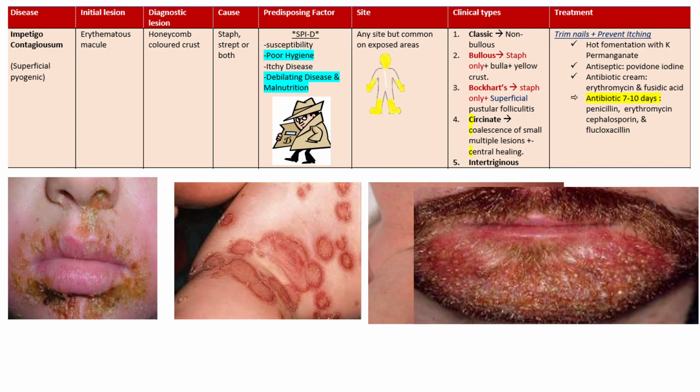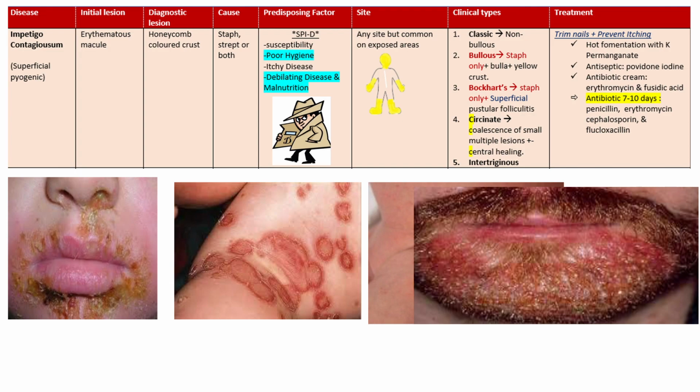We have local treatment and systemic treatment. The local supportive treatment includes hot fomentations with potassium permanganate and antiseptic povidone iodine, and then again the main line of treatment, antibiotic. For the local antibiotic creams, erythromycin is the drug of choice, and we can also use fusidic acid.